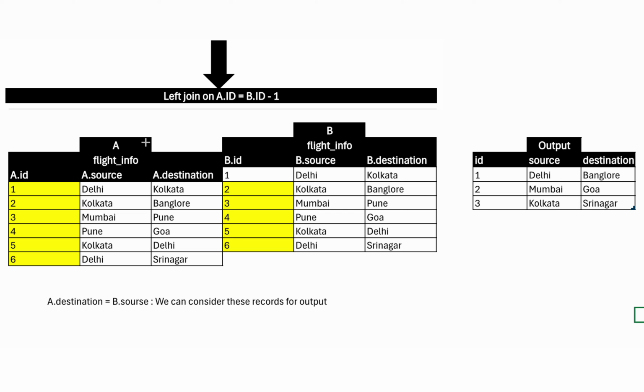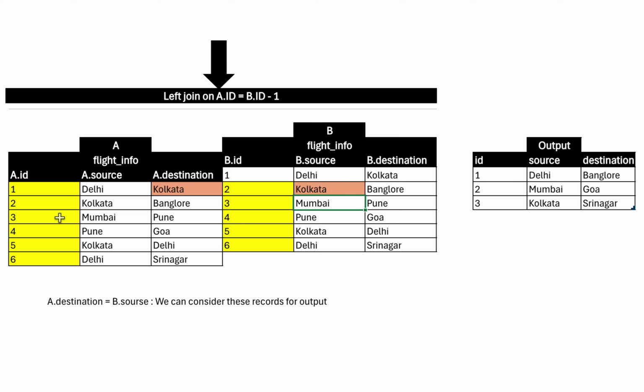After that we have to check one more condition, which is a.destination equal to b.source. When we have this condition, we can take that particular row in our output. If we look at the first row, a.destination is Kolkata and b.source is again Kolkata, so we can consider this row for our output. Again, if we look at the next row, a.destination is Bangalore, whereas b.source is Mumbai. Because these two are not matching, we cannot consider this row in our output.